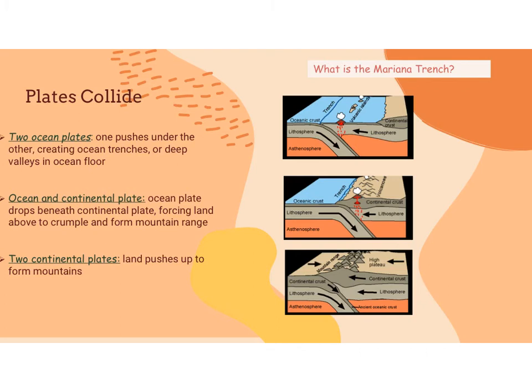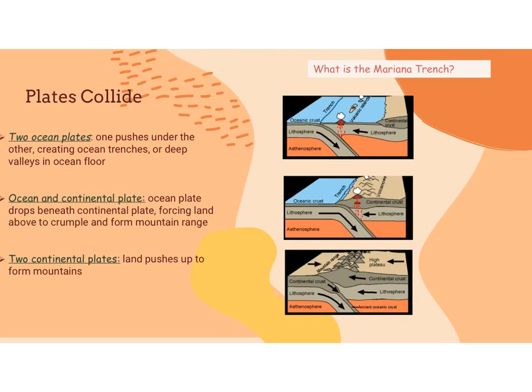So, the collision of different types of plates also creates different shapes on the Earth's surface. When two ocean plates collide, one pushes under the other, and they create what we call the ocean trench, or a deep valley in the ocean floor. As you see here, these are the two oceanic plates. They are moving toward each other. They will collide. One will go beneath the other, and they will create what we call the ocean trench.